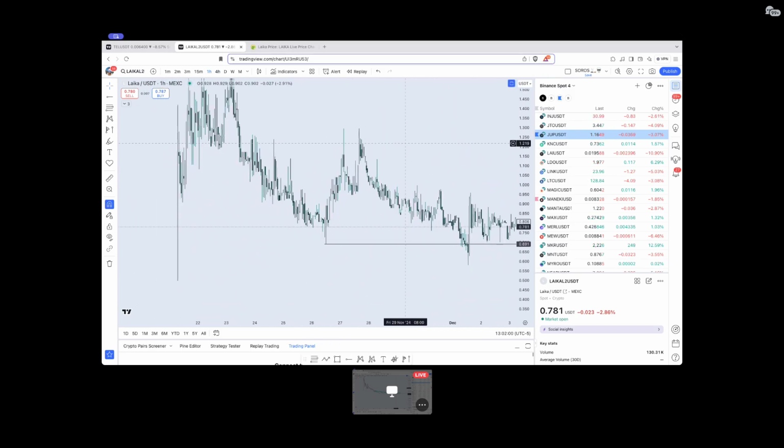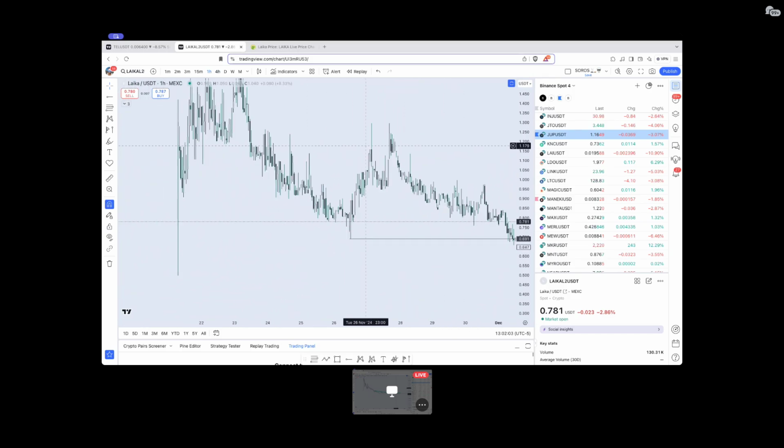This looks very illiquid on Mexi. But again, most Mexi charts have gaps.